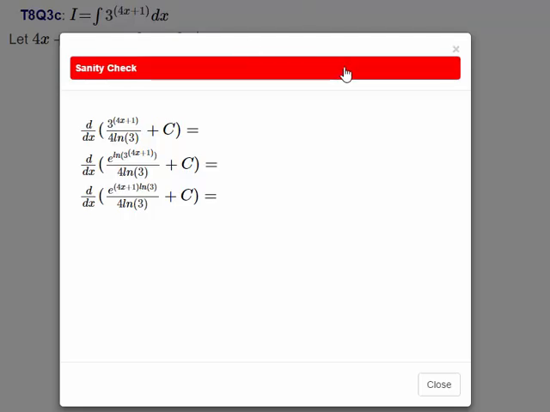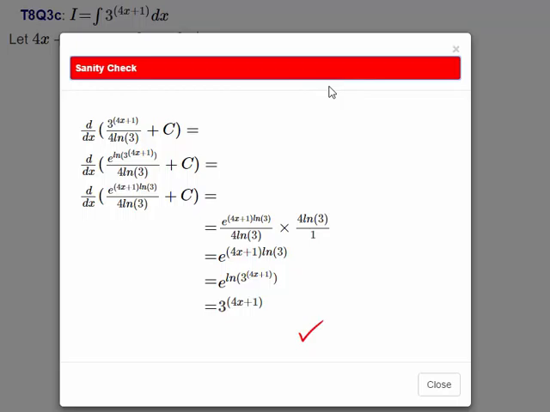Now we're in a position to differentiate. So the differential of an exponent we know is the exponent. Then we have to multiply by the differential of the exponent. Well, differentiating 4x gives us 4, so we end up with 4 log 3. 4 log 3 on the denominator, 4 log 3 on the numerator means that we can now write e to the (4x + 1) log 3. So we'll now raise that to the power, and then we'll cancel the e and the log, giving us the answer we were looking for.